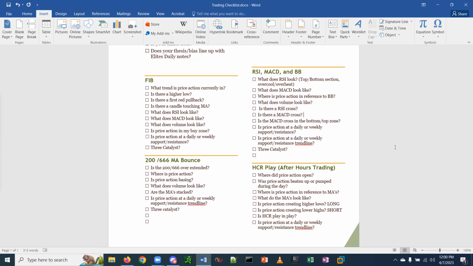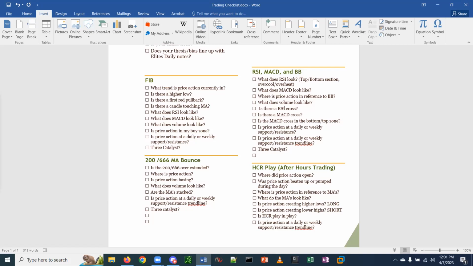So at the bottom of your list, it says 3 catalysts, and the questions above that are to determine it. And you could put right here, like, I put RSI cross. That might be half a catalyst, because depending on where you get the cross, you also have to take those rules into effect. So you don't want to write down every rule, but you want to know every rule.